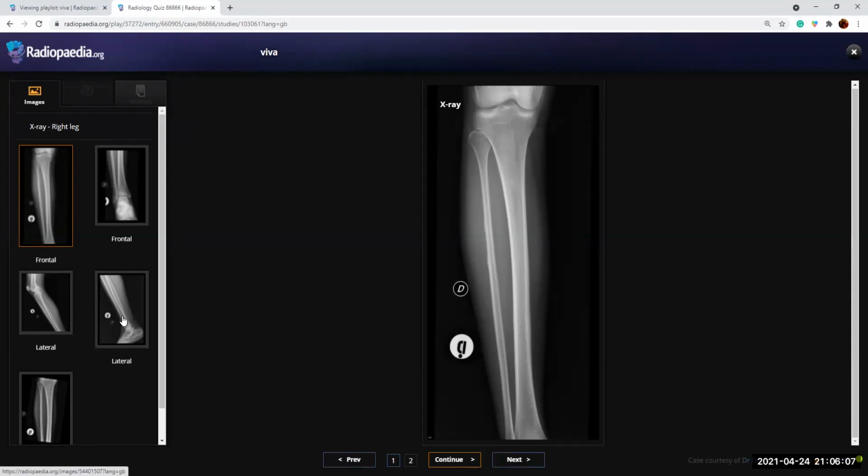I'll try to see the other orthogonal view. You can take it. Just click on it.